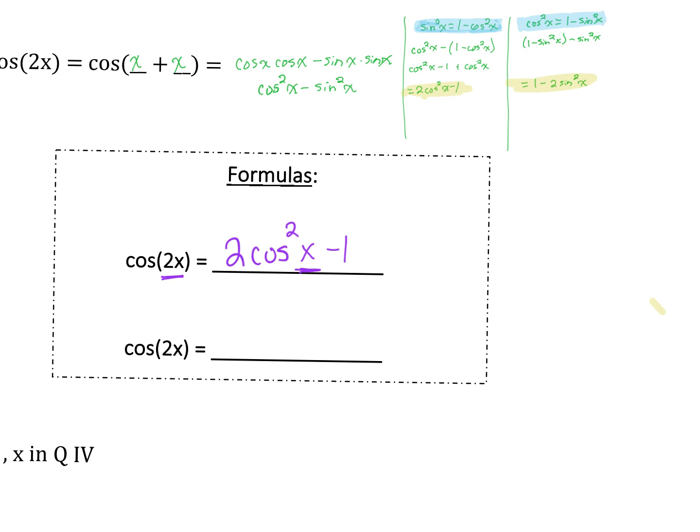Okay? The other formula, the cosine of 2x, or the cosine of the double angle, can also be written as 1 minus 2 sine squared x. So from one side of the equation to the other, we're going from double angle information to single, or from single to double. I need you to notice that, okay? It shows us the relationship involved in the formulas.